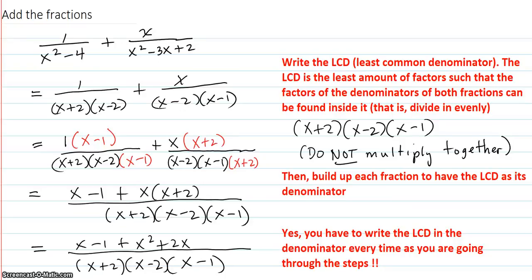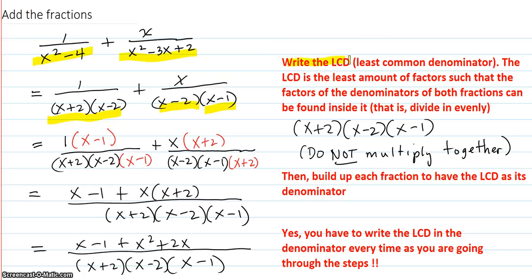Add the fractions. So when you add fractions, you have to get the same denominator. And we see that we don't have the same denominator at all. So first thing you do is factor the denominators to see what the denominators are made up of. x plus 2, x minus 2, and x minus 2 times x minus 1.